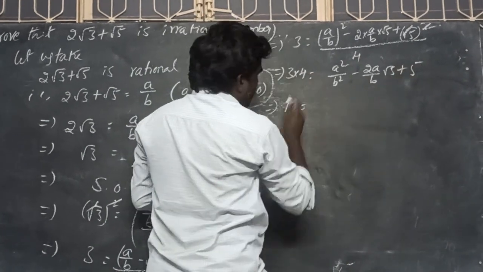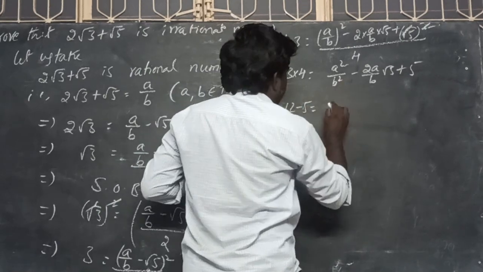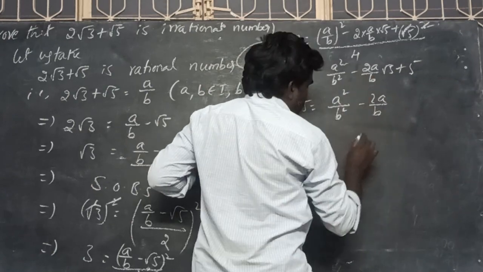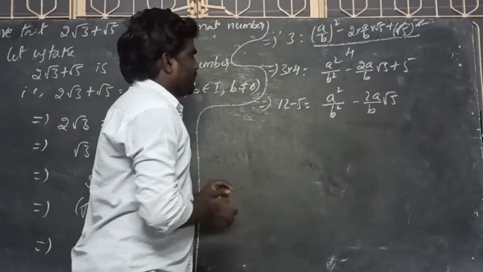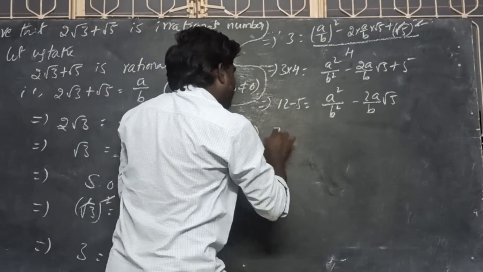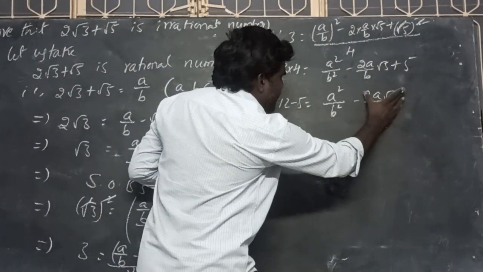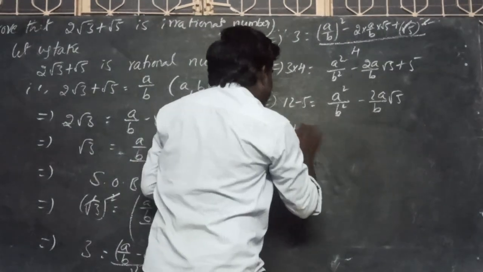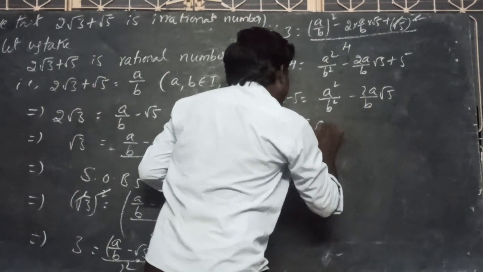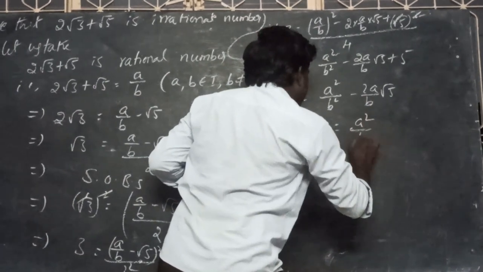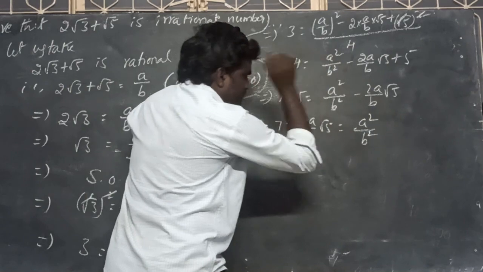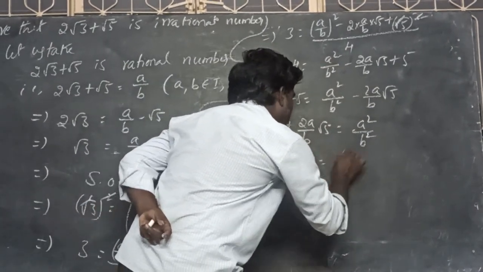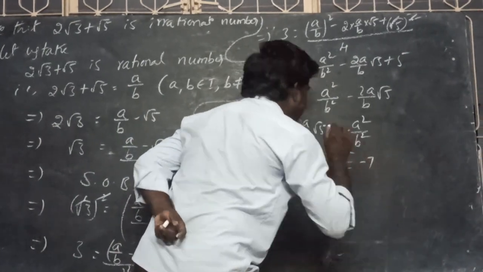Here plus 5 comes out and minus. Here a square by b square minus 2a by b root 5. Okay. So 12 minus 5 7. Okay. Minus 2a. This total term is negative. This negative comes out and plus. So plus 2a by b root 5 is equal a square by b square plus 7 is going to set up minus. So 2a by b root 5 is equal a square by b square minus 7.